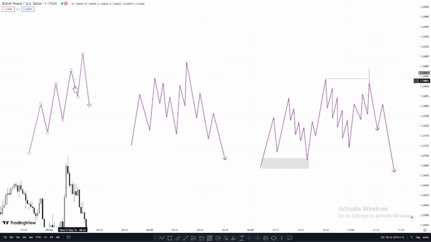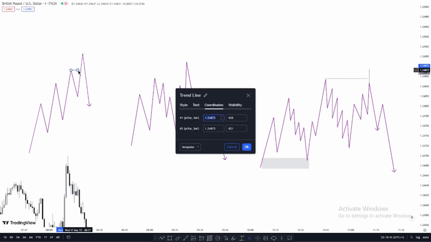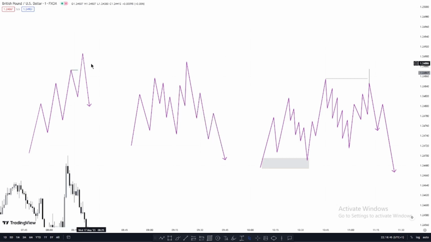And then when price takes out this last high here, take a look. When price takes out this last high, what do they mark? The retail mindset will mark this as a break of structure. All right? That will be a break of structure for the retail mindset.